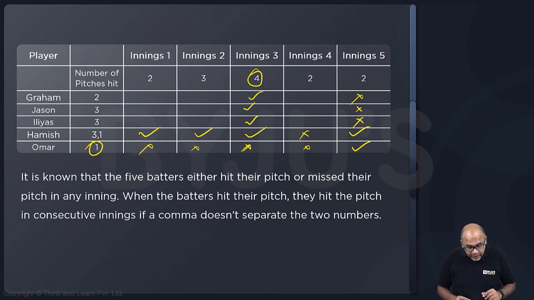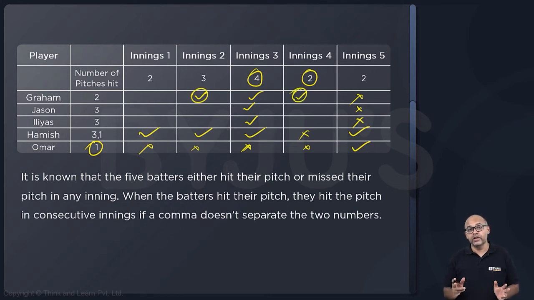Now, if you're looking at Graham or Jason or Ilyas, you can see that in innings 4, the total has to be 2, whereas Jason and Ilyas have a total of 3 each. What else? Is there any other information that has been given to us? No, nothing else. So let's take a look at it. Now, Graham can be either here or here, one of these 2 possibilities.